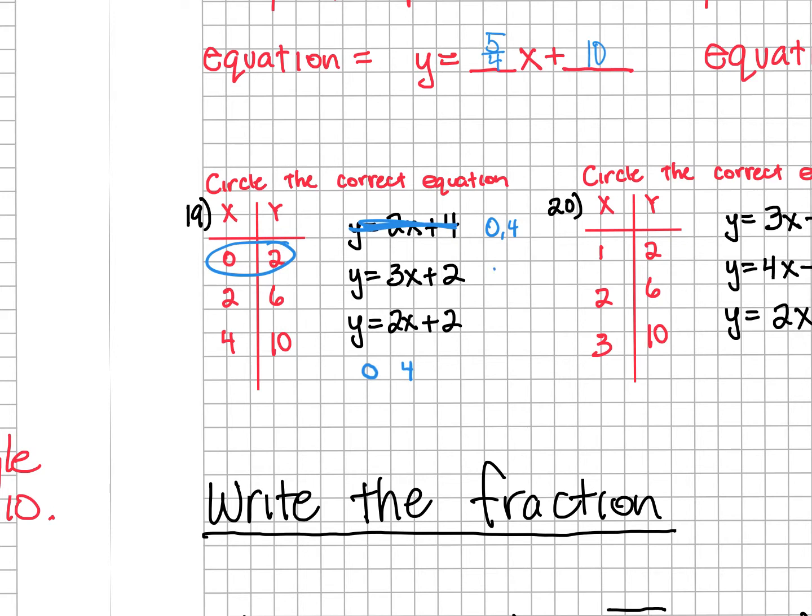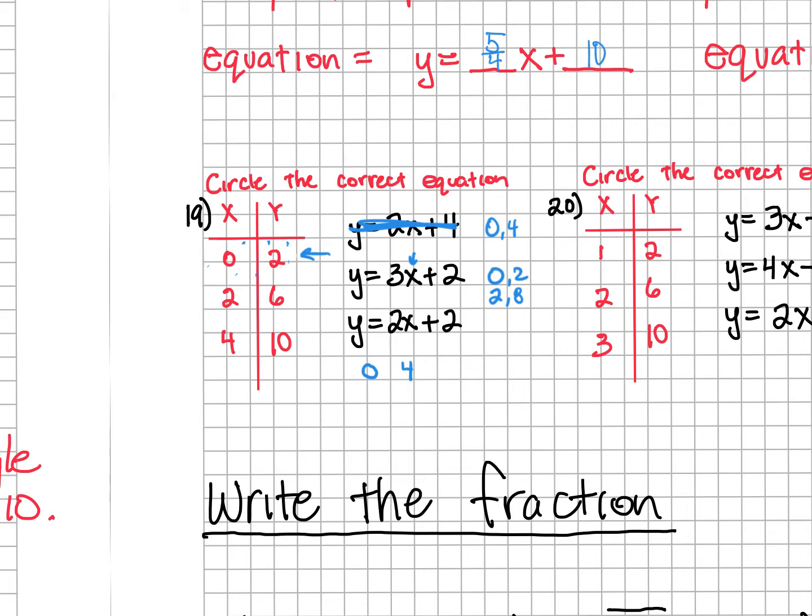What if I plug in 0 for x here? 3 times 0 is 0, plus 2 is 2. Hey, there's 0, 2. Okay, so that works. What about 2, 6? What if I plug in 2? 3 times 2 is 6, plus 2 is 8 for the y. Nope, that doesn't work. It was supposed to be 6. So it's not that equation.